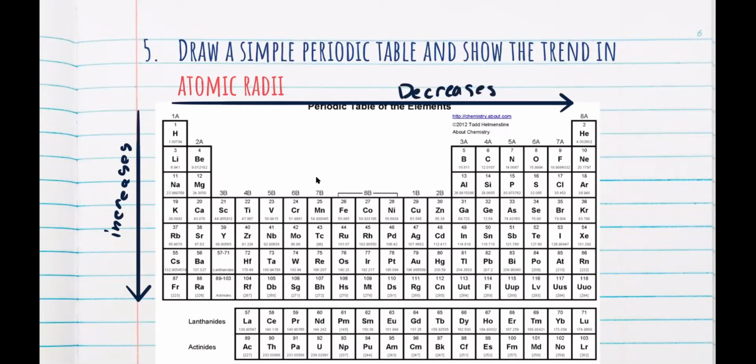Well, as we move down, we have more shells of electrons, making it bigger. And as we move across the period, well, there are more positive charges in the nucleus. So it's pulling all of those electrons closer to them.